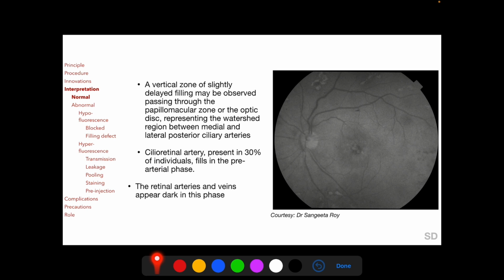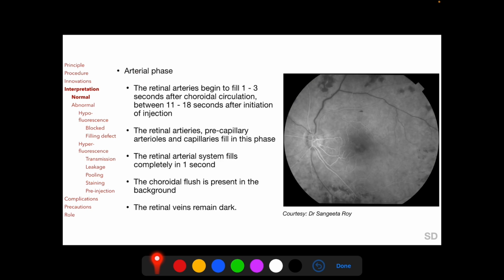And as we have mentioned, the retinal arteries and the retinal veins appear dark in the choroidal or the prearterial phase. In the arterial phase, the retinal arteries begin to fill 1 to 3 seconds after choroidal circulation and between 11 and 18 seconds after initiation of injection in a normal retina. The retinal arteries, precapillary arterioles and capillaries fill sequentially in this phase, and the retinal arterial system fills completely within 1 second. The choroidal flush persists, but the retinal veins are yet to fill and remain dark.